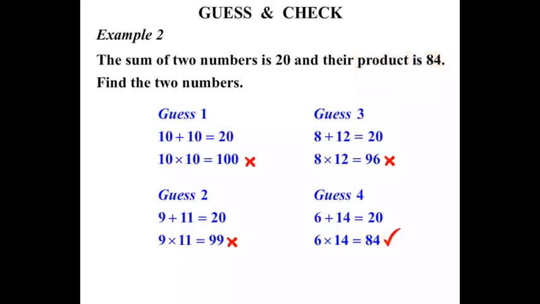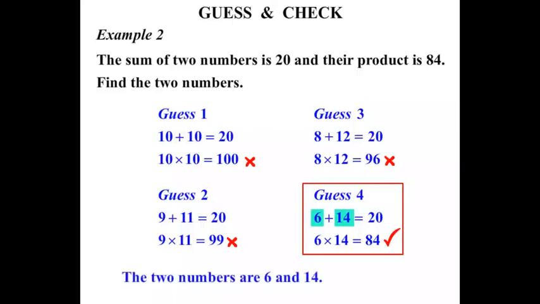So we've got the two numbers. Let's just put a little rectangle around that. That's our fourth guess was the one we got right. The two numbers are 6 and 14. Let's write that in. The two numbers are 6 and 14.